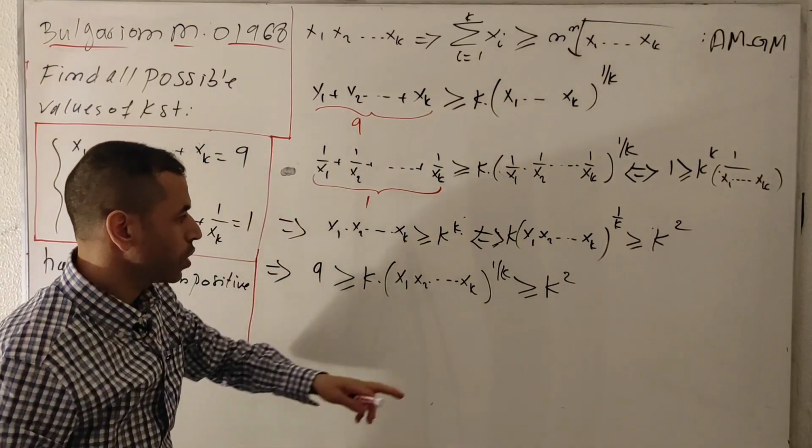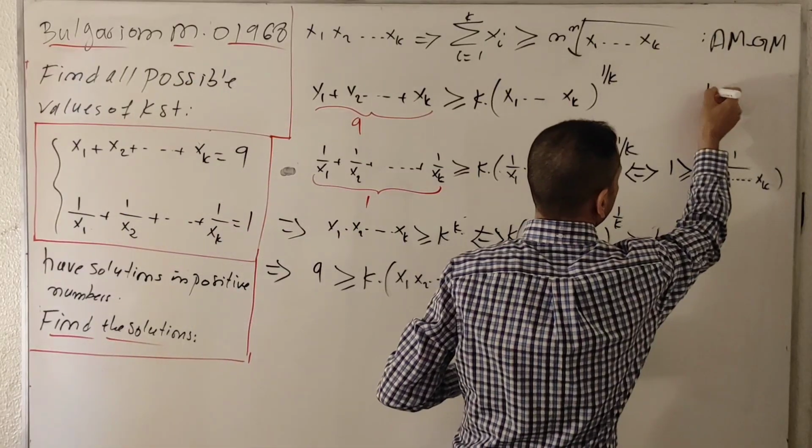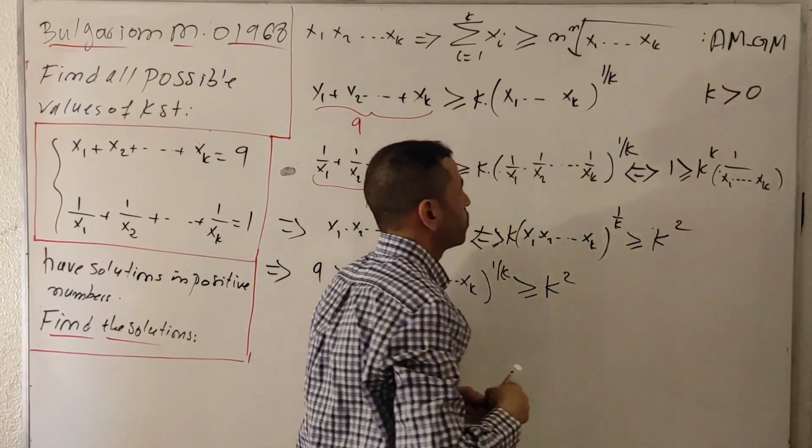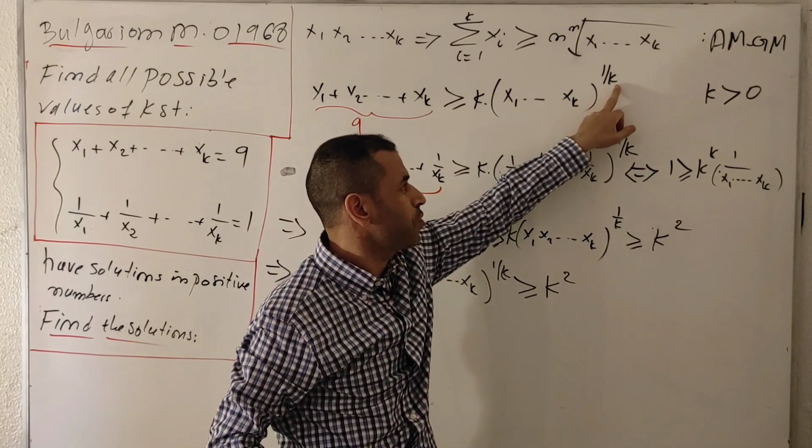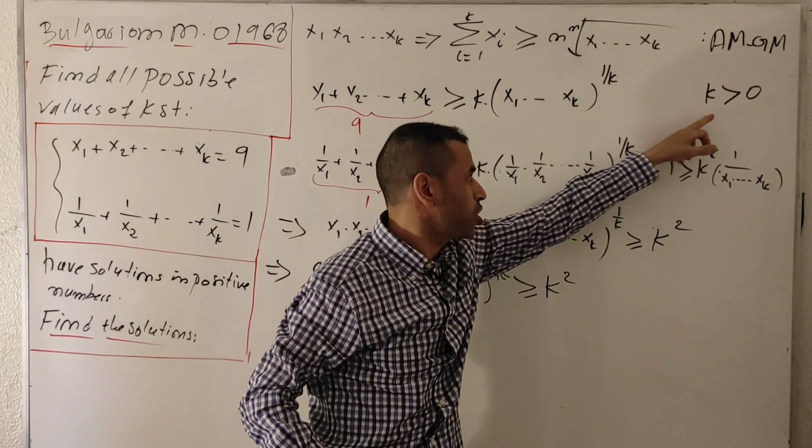As we know, k is a positive integer, also k is strictly greater than 0, because when we raise to the k as an exponent, k must be different than 0. k is always strictly greater than 0.